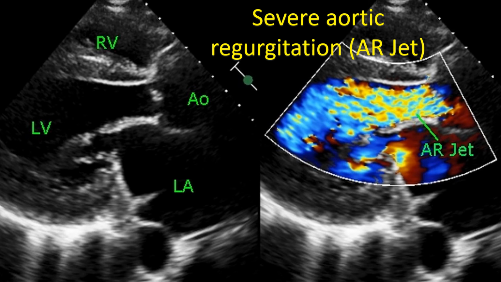The extent to which the color Doppler jet extends behind the regurgitant valve is an important indicator of the severity of the regurgitation. The area of the mosaic jet into the chamber preceding the valve is another important indicator of the severity of the regurgitation.